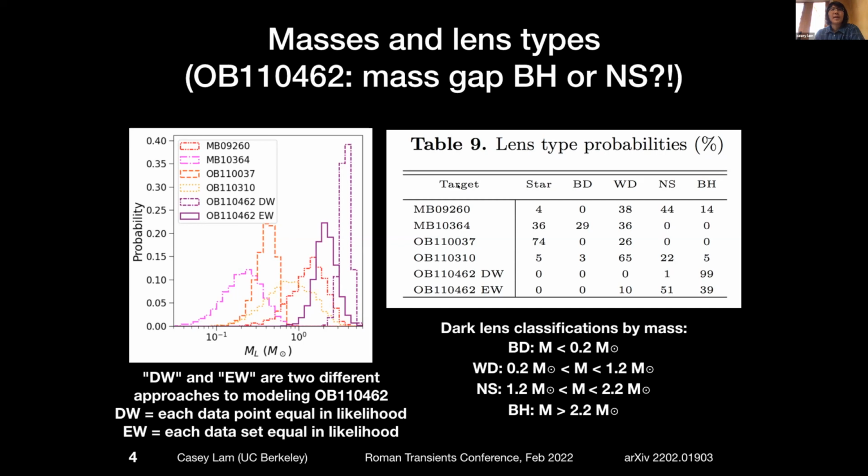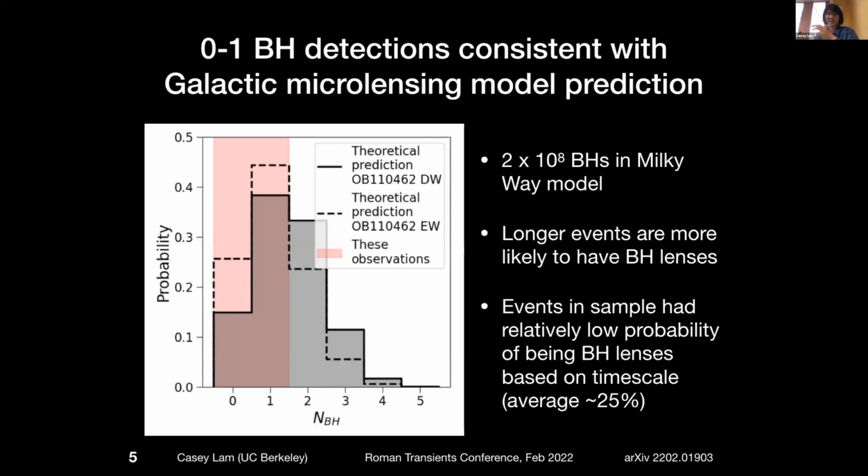And for these 5 candidates, most of them are either white dwarfs or stars, well, maybe neutron star, but OB110462 has the highest chance to be a black hole or a neutron star. And so this is really cool, and we can put the sample of 5 candidates towards answering that question I posed earlier about how many black holes there are in the Milky Way. So that's what's shown here. This is the probability of getting n black holes in our sample. We have 5 candidates, which means we can make 0 to 5 black hole detections, and this shows the probability of each number of detections.